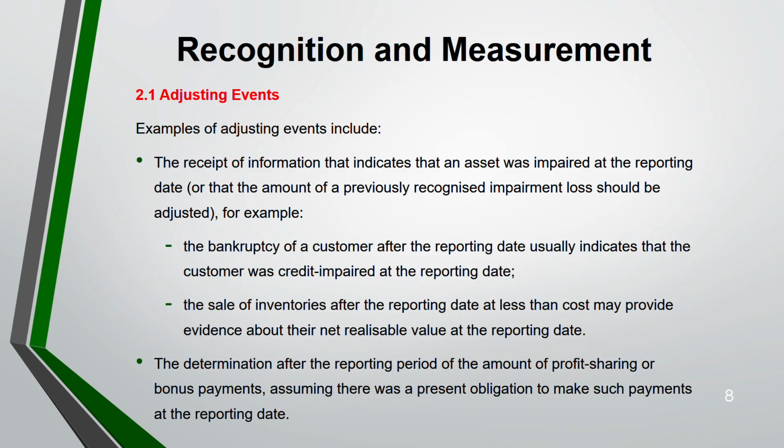The determination after the reporting period of the amount of profit sharing or bonus payment, assuming there was a present obligation to make such payment. Okay, if you are making any bonus payment after the reporting period and if you had that obligation at the reporting date, it's an adjusting event, or even profit sharing.